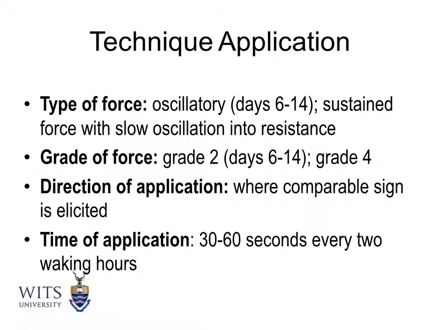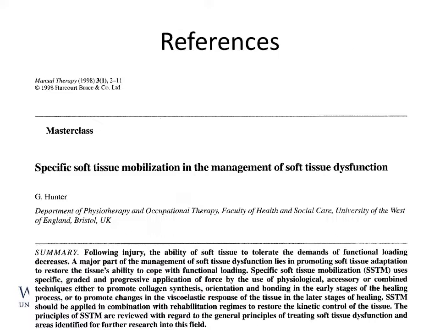So it's an oscillatory force, days 6 to 14, and a sustained force as you progress into more resistance. The grade of force is a grade 2, in other words, not into resistance, slightly off resistance, just causing slight discomfort, not causing necessarily pain, for days 6 to 14, and a grade 4, which is a bit more into resistance, for afterwards when you progress. Direction of application, where the comparable sign is elicited. So that's where the patient feels their discomfort or their pain. And 30 to 60 seconds every 2 waking hours if you send your patient home with a home program.